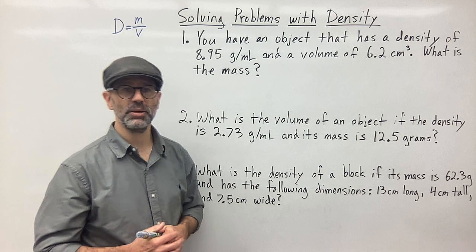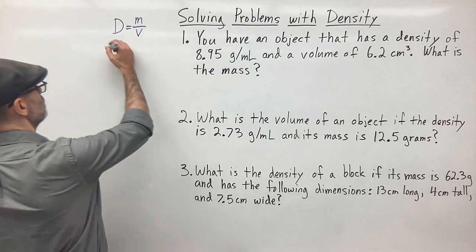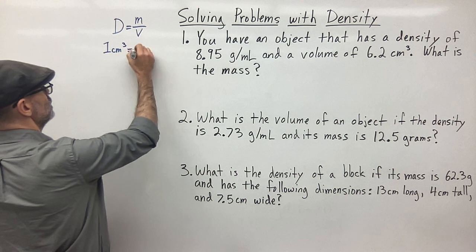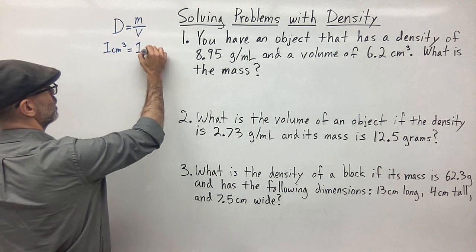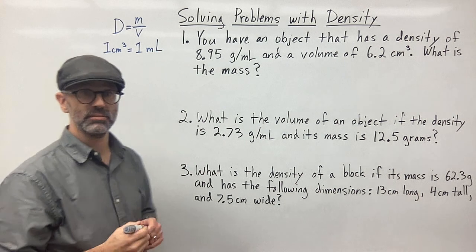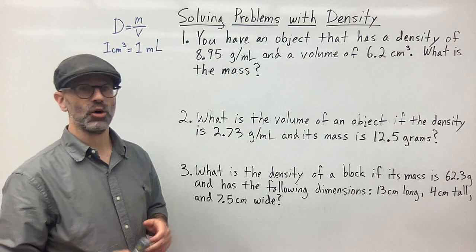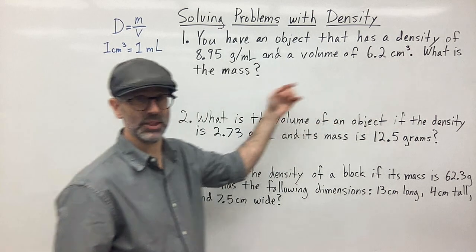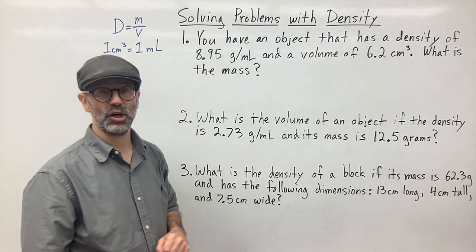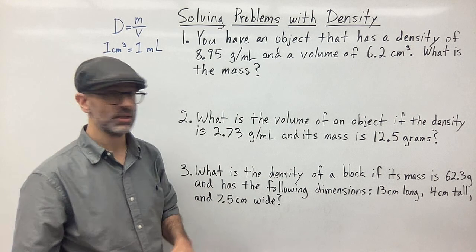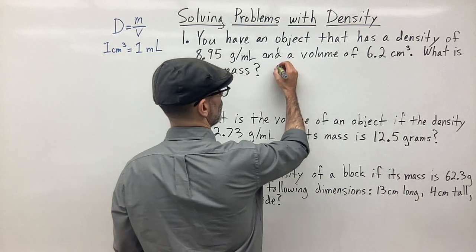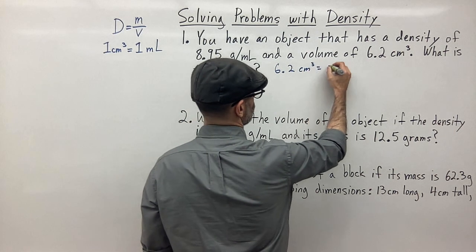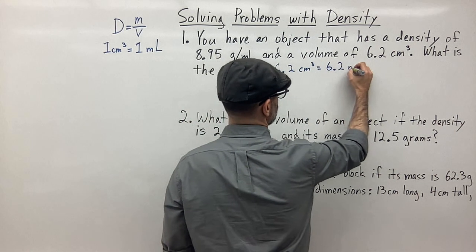One of the things you need to remember is this relationship, which is going to be really important: 1 centimeter cubed is equal to 1 milliliter. So even though we're given centimeters cubed here, 1 centimeter cubed is the same as 1 milliliter. So we can easily convert centimeters cubed to milliliters. 6.2 centimeters cubed is going to be equal to 6.2 milliliters.